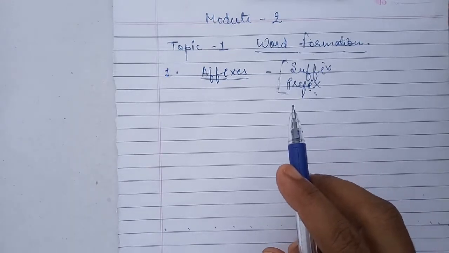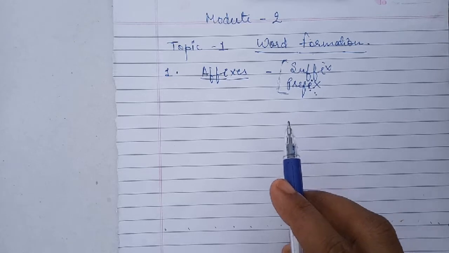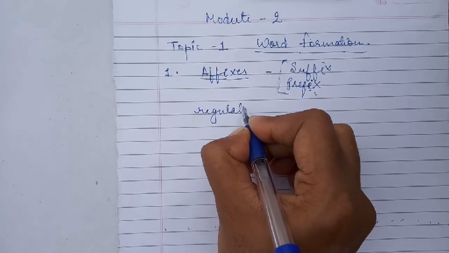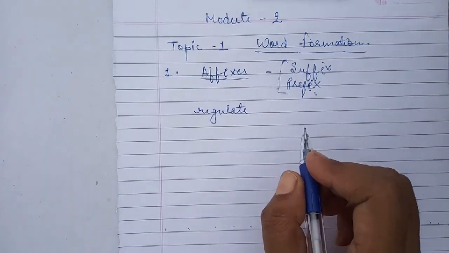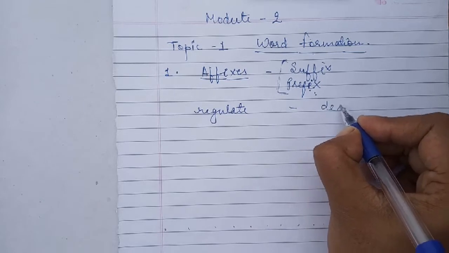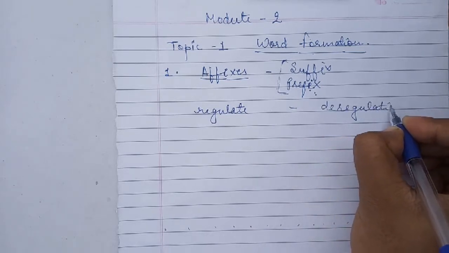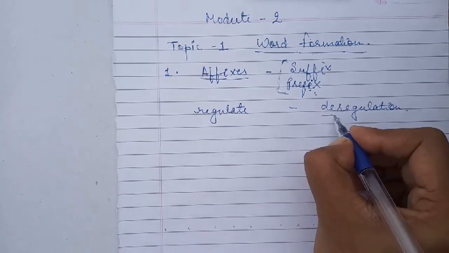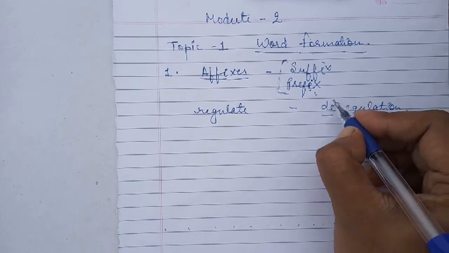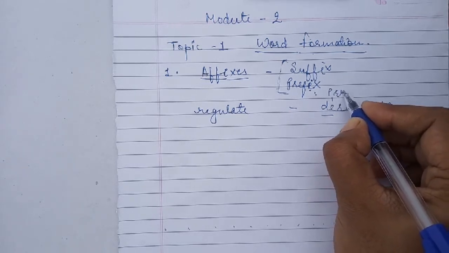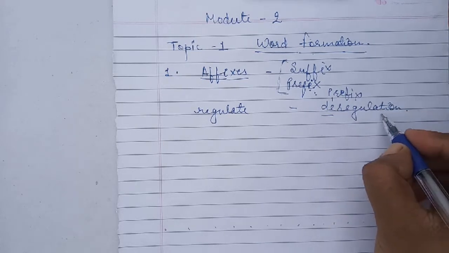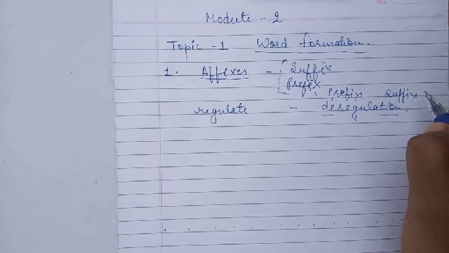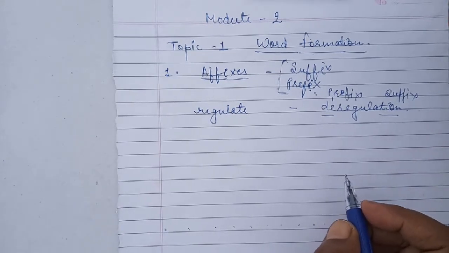For example, if the root word is regulate, you can change it to deregulation by adding two affixes. One is de as a prefix, and tion is the suffix. So by using prefixes and suffixes, the meaning of the word changes.